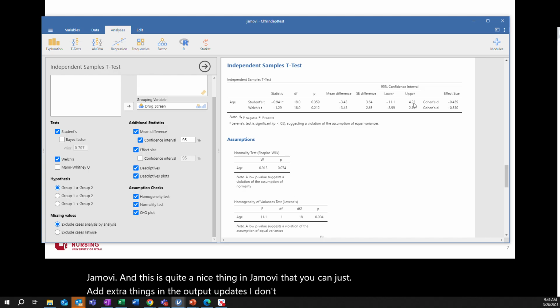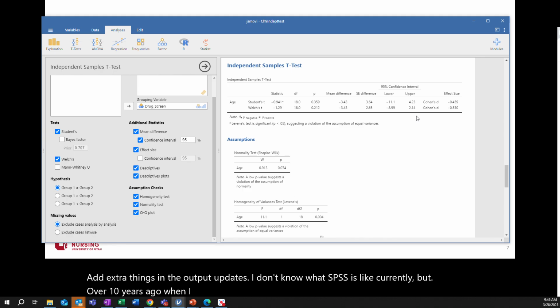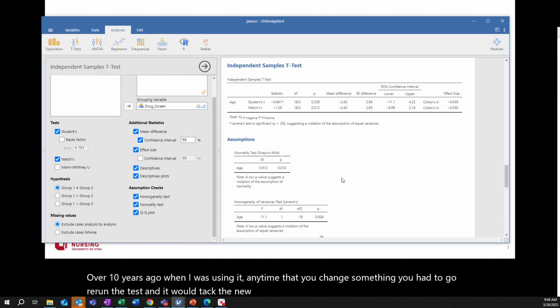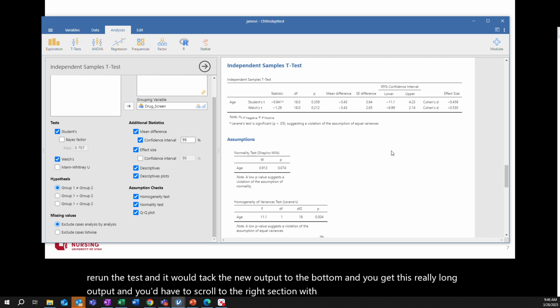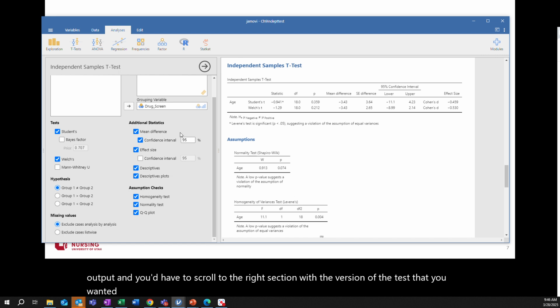I don't know what SPSS is like currently, but over 10 years ago when I was using it, anytime that you changed something, you had to go rerun the test, and it would tack the new output to the bottom, and you'd get this really long output, and you'd have to scroll to the right section with the version of the test that you wanted. So I kind of like this ability to adjust our output right here live.